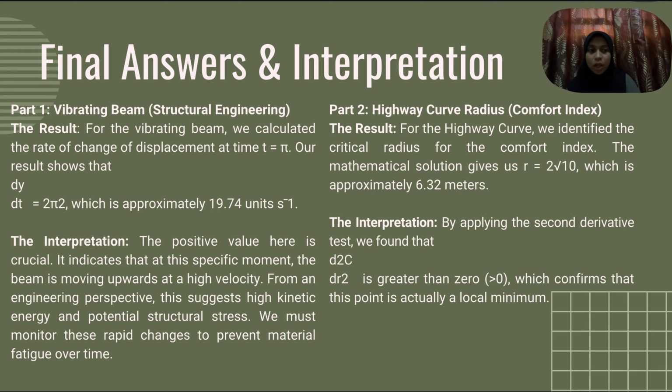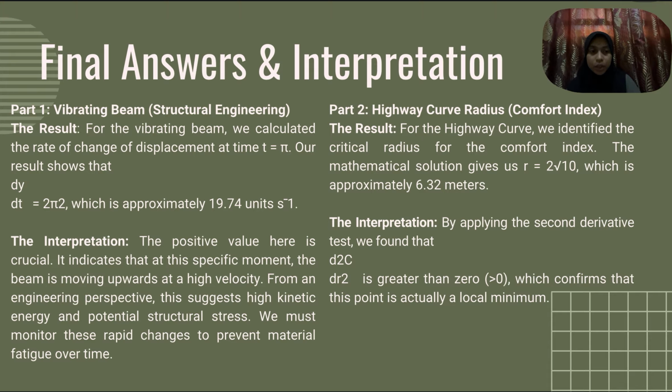Part 2. Highway curve radius. For the result of the highway curve, we identified the critical radius for the comfort index. The mathematical solution gives us R equals 2 square root of 10, which is approximately 6.32 meters.